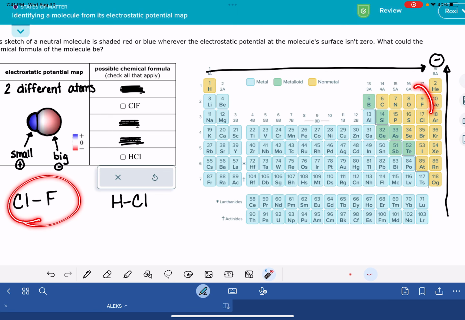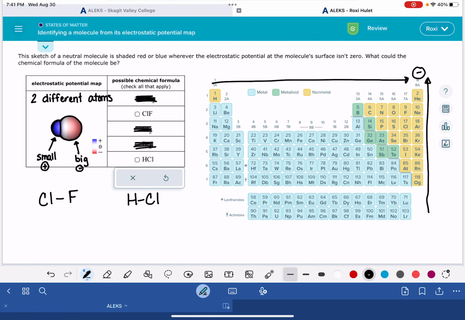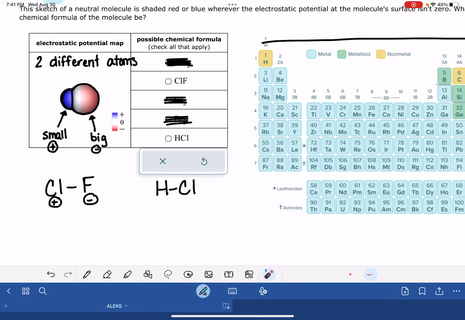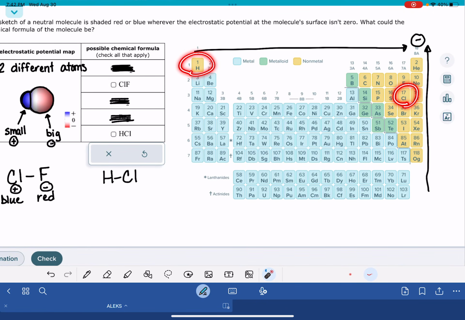For ClF, which is right here, because fluorine is on top of chlorine on the periodic table, that means that fluorine is the one that is going to be more negatively charged and chlorine will be positively charged. And if we're taking a look at the color coding in this, negatively charged atoms are going to be represented as red and the positively charged atoms are going to be represented by blue. Now let's do the same thing for HCl. Here's hydrogen and here's chlorine. As we go from left to right, chlorine is on the right hand side, which means chlorine is the one that is more negative. Hydrogen is the one that is more positive. Positive is blue and chlorine is red.